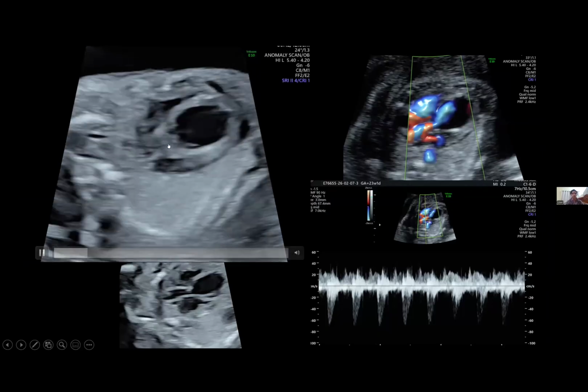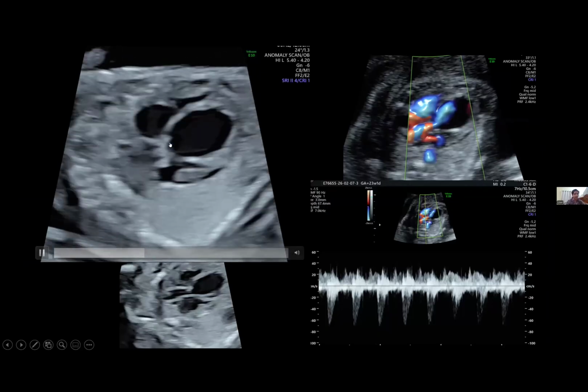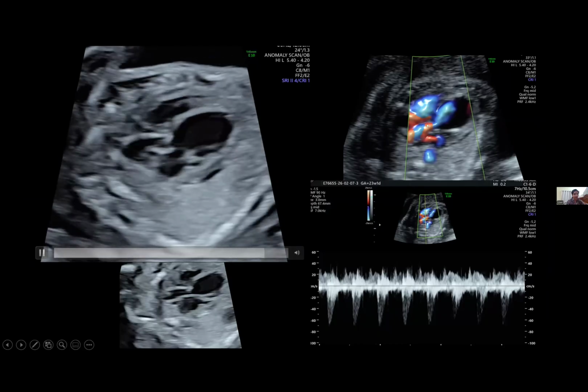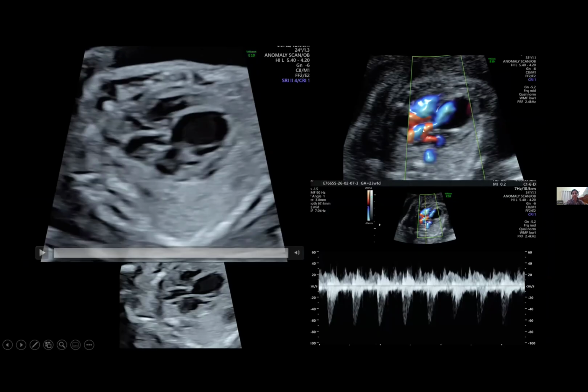In LVOT view, we can see the stenotic thickened aortic valve with markedly restricted excursion of the leaflets. On color Doppler, there was turbulent antegrade flow across the aortic valve. And despite severe aortic stenosis, the peak systolic velocity was only 70 centimeter per second, likely reflecting ongoing LV dysfunction.